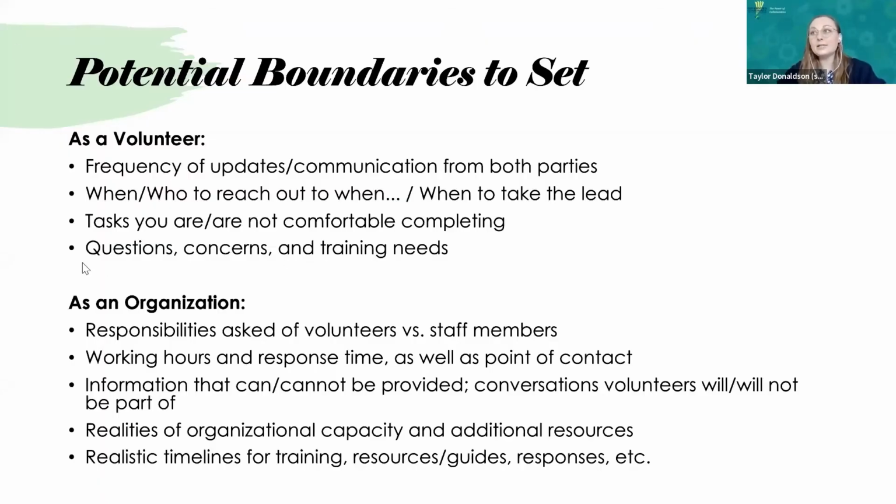Thinking through things you may or may not have included, potential boundaries to set as a volunteer might include things like frequency of updates, communication, and expectations for communication from both parties or from all parties if there are more than two; when or who to reach out to when things go awry or when you have a question or things are unclear; when you can take the lead and when you should step back and ask for further clarification from an organization, or to notify an organization of the information that you've learned through your experience or working directly with a client, and so on and so forth.